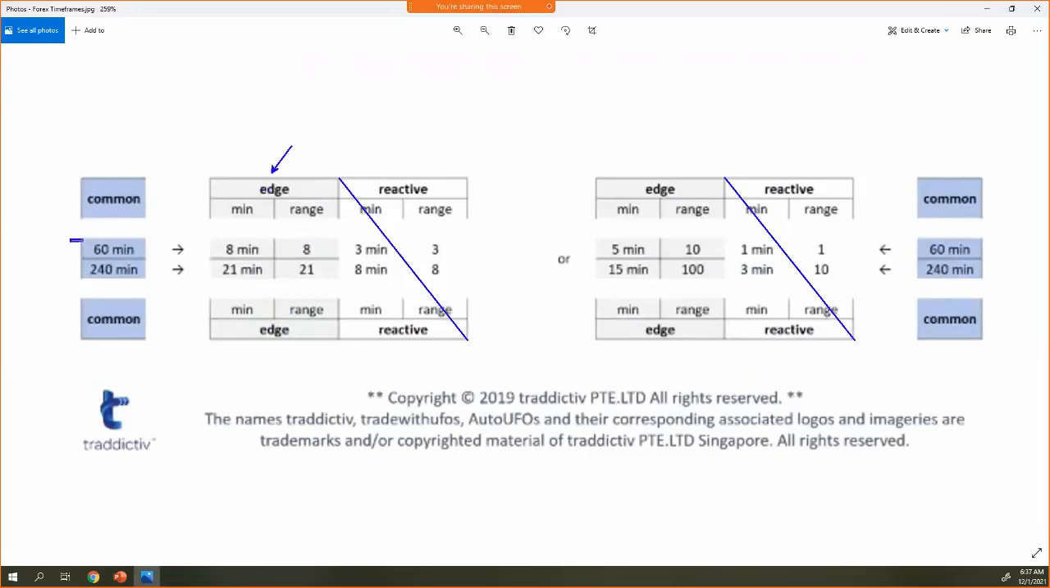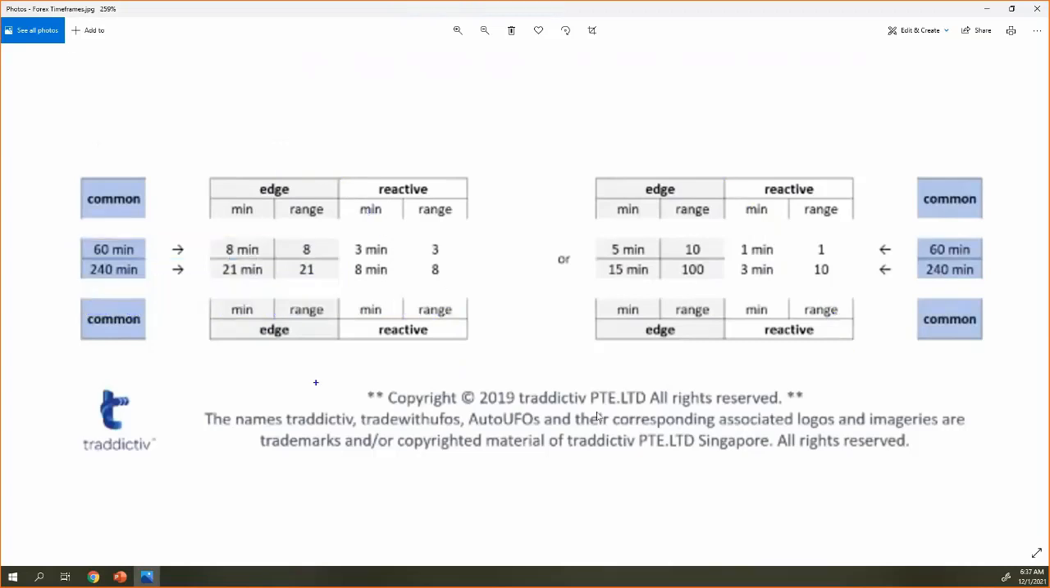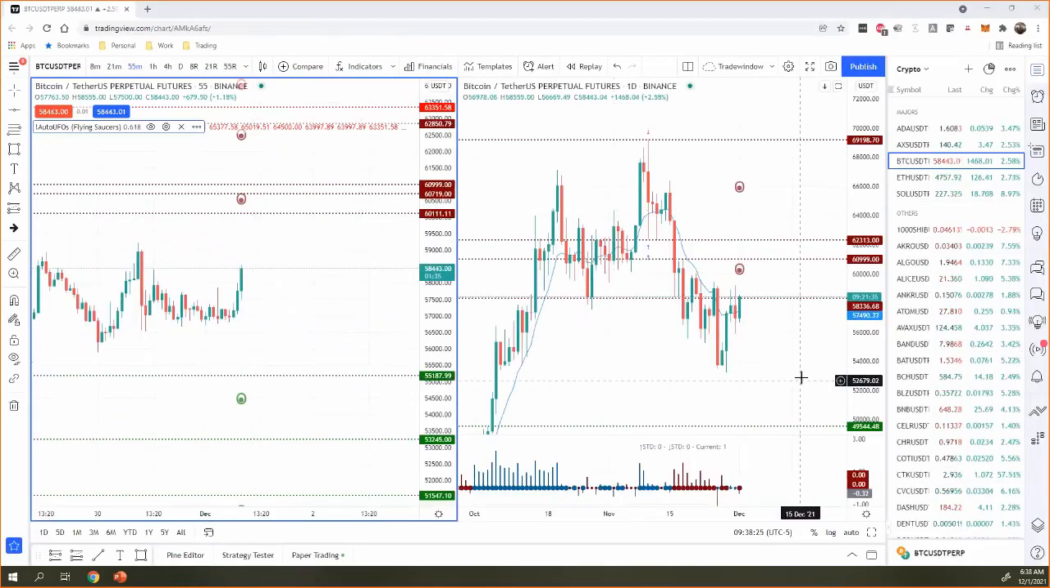So if the common timeframe is a 60-minute, we use the 8-minute edge, or the 8-minute range. The 240-minute, which is the 4 hour, is the 21-minute or the 21 range. And if you're using the daily, like I'm using, you use the 55-minute or the 55 range. So that's the setup for these multiple timeframes. This is something I've been using for a while, and you're more than welcome to backtest this and see how it works out for you.